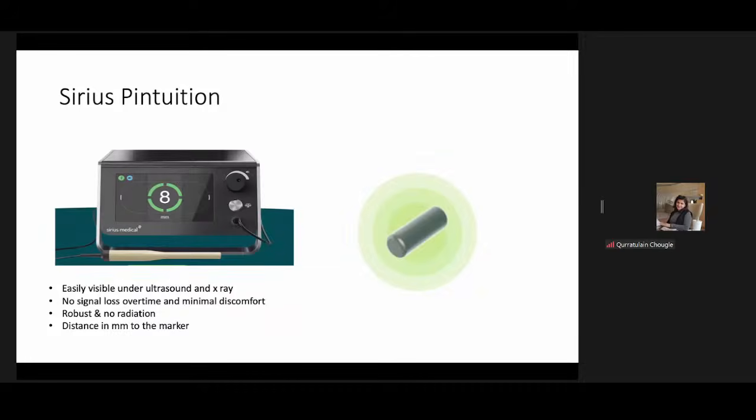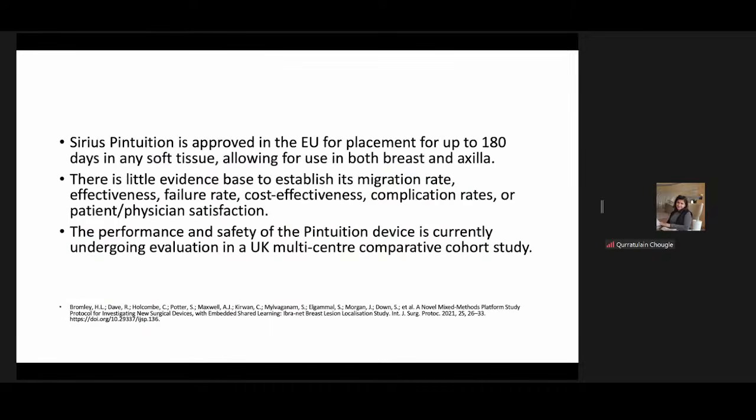Moving on to the next one, this is one of the newer ones, like we said, again designed in Europe, Sirius Pintuition, but it has been used by a lot of institutes in the UK. It is approved by the EU for placement for up to 180 days in any soft tissue, allowing use in both breast and axilla. There is little evidence to establish its migration rate, effectiveness, failure rate, cost effectiveness, complication rates, and patient and physician satisfaction. However, there are trials currently underway in the UK.